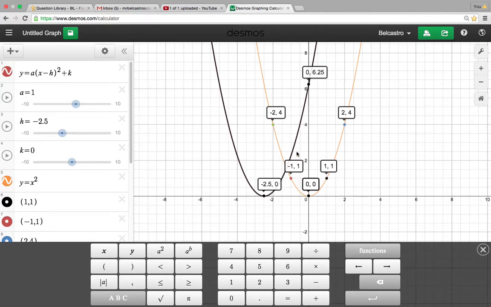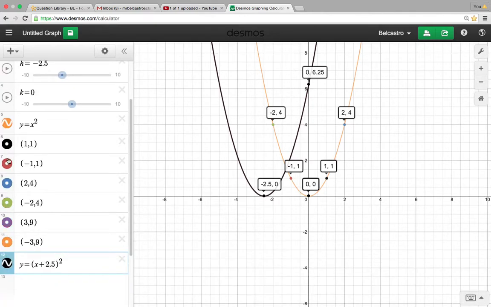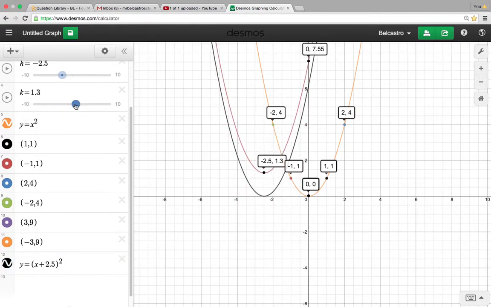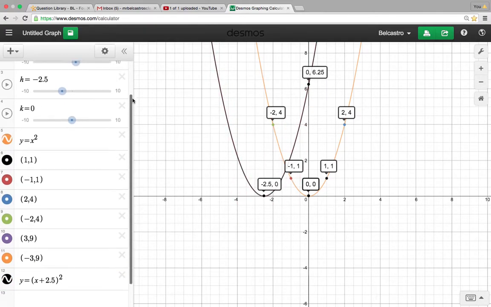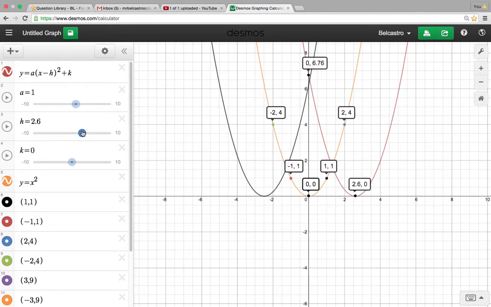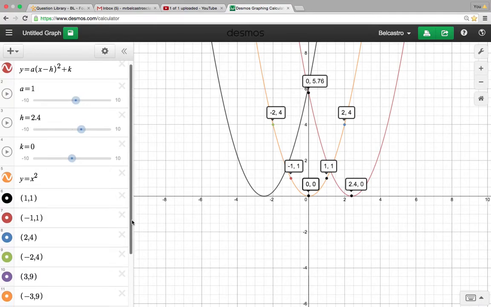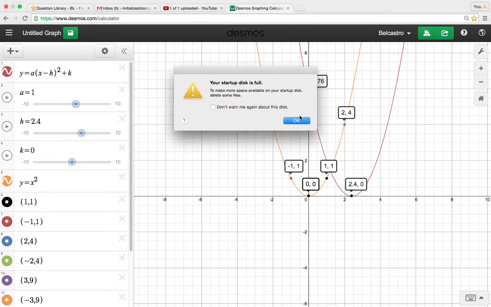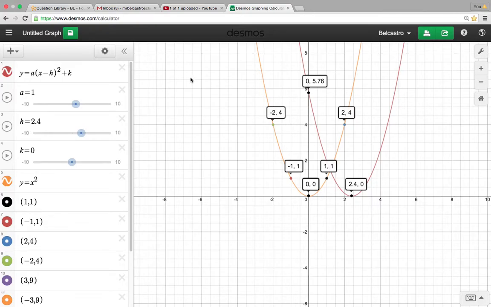When k was positive, everything went up and down. We already saw that. It goes down if it's negative. It goes up if it's positive. That makes sense. That's very intuitive. For the h, it's a little opposite. When we go over to positive 2.5 or 2.4, if I plug that in, it would say x minus 2.4. So it kind of does the opposite of what you think would happen. So keep that in mind. Those are called horizontal translations. The first one's called vertical translations.